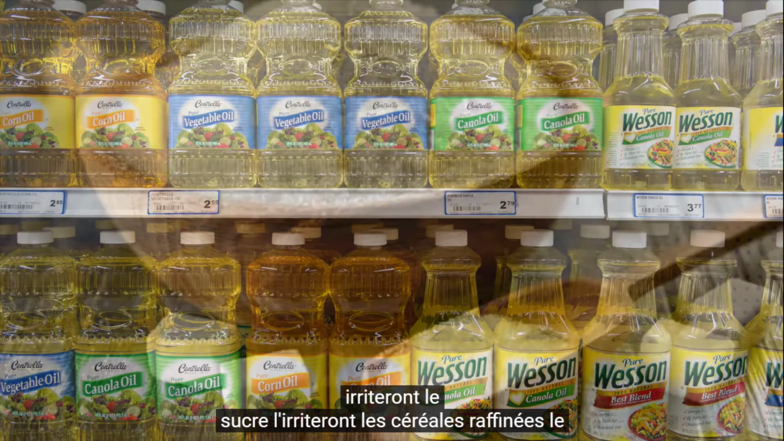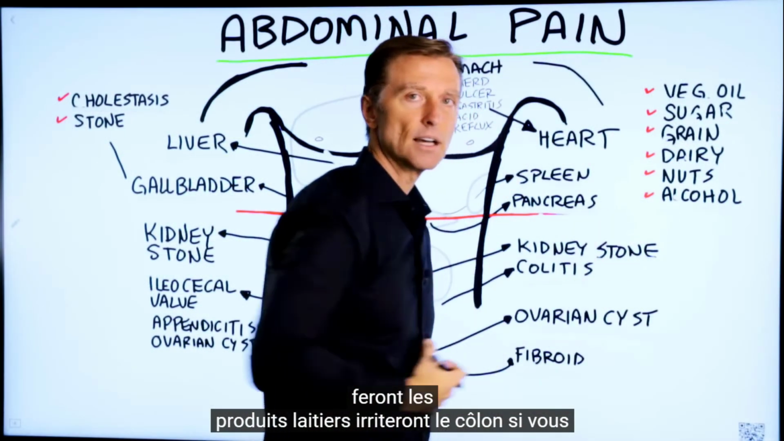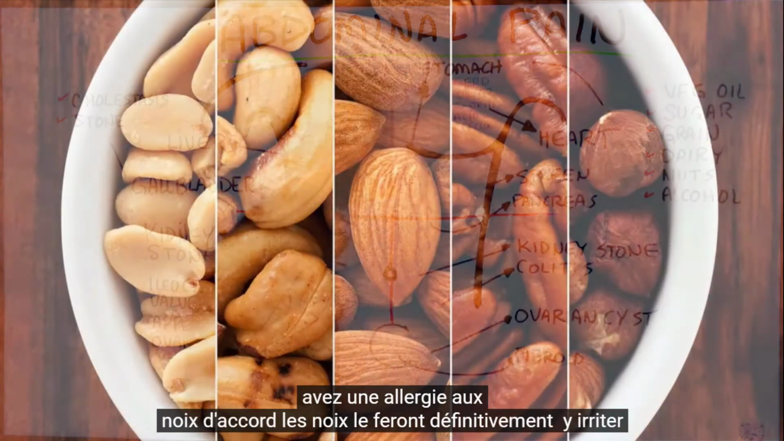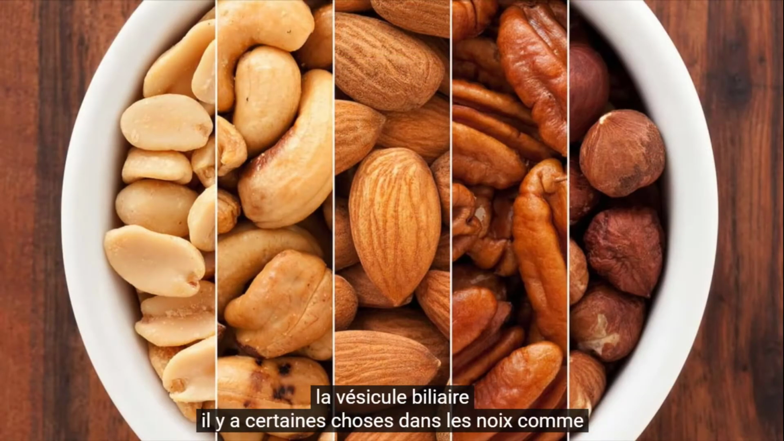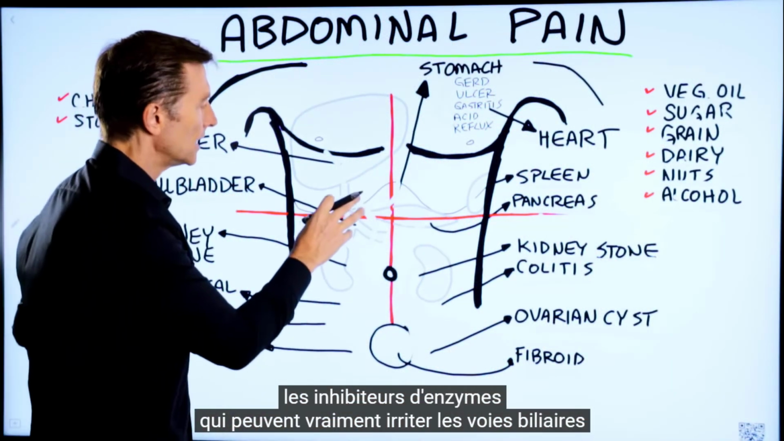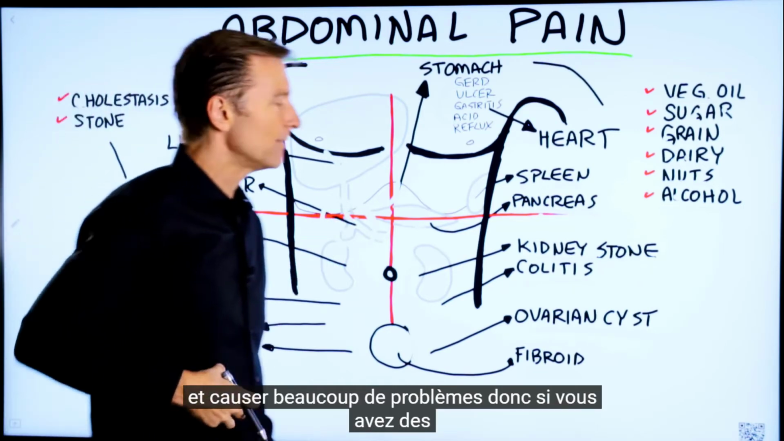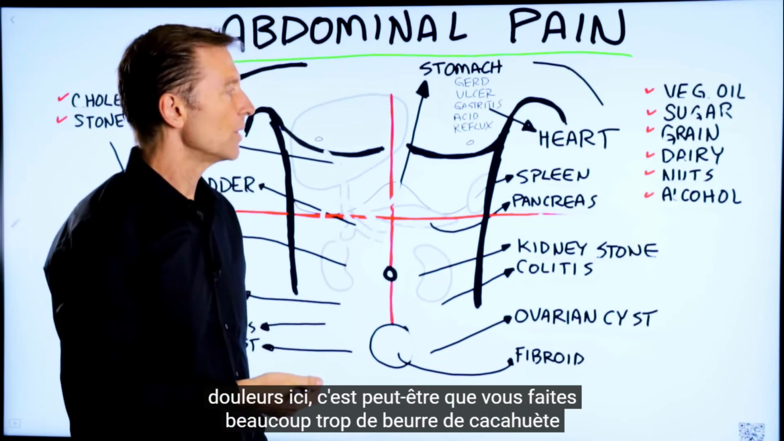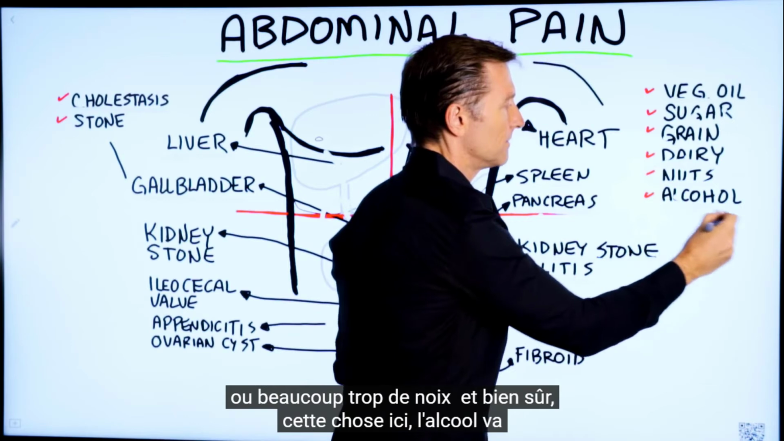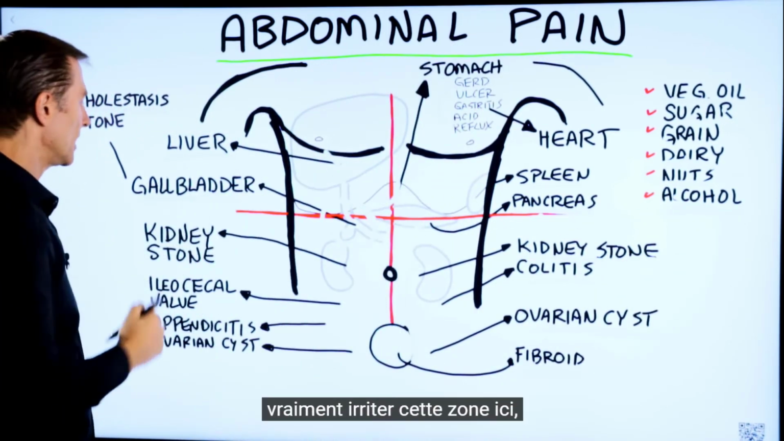Vegetable oils will irritate it. Sugar will irritate it. Refined grains will do it. Dairy will irritate it if you have an allergy. Nuts will definitely irritate the gallbladder. There's certain things in nuts, like enzyme inhibitors, that really can irritate the bile ducts and cause a lot of problems. So if you have pain right here, it could be you're doing way too much peanut butter or way too many nuts. And of course, alcohol will really irritate this area right here, big time.